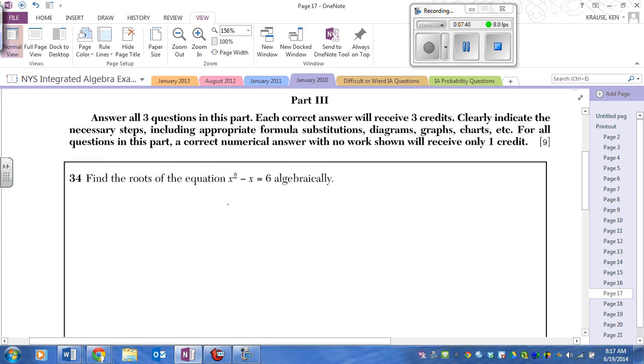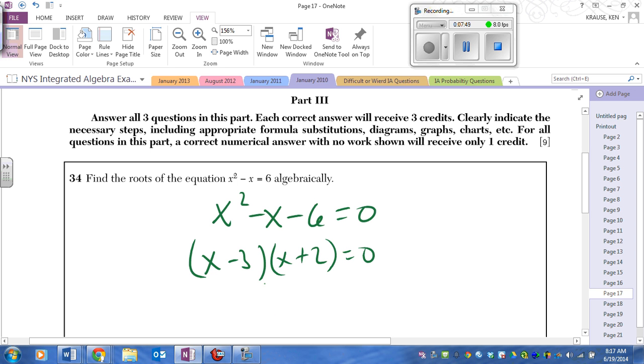Bring the 6 over, so we get x squared minus x minus 6 equals 0. They always ask 6 because it messes with kids. x minus 3, x plus 2. My 2 roots are x equals 3 and x equals negative 2.